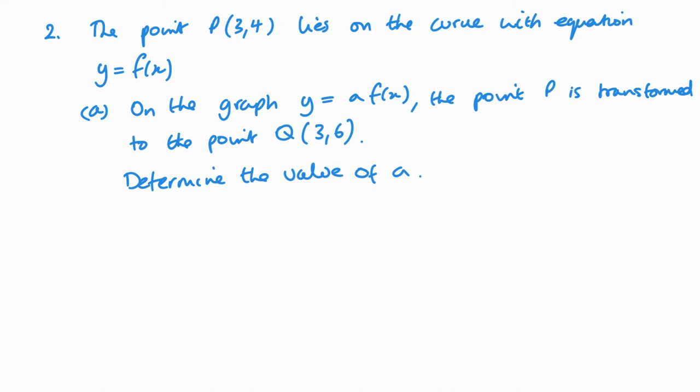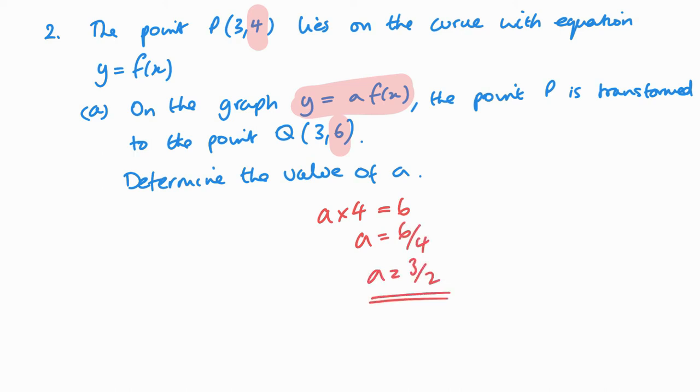With this one, based on the graph, we can see that a is on the outside, so it's affecting the y's and it's multiplying. So our x's are going to stay the same, as we can see for p and q. If I look at the y's, how do I get from 4 to 6? What I'm doing is that a times 4 is going to be equal to 6. So that means a is 6 over 4 or 3 over 2. And that is my value. Multiply that 4 by 1.5 and I will get my 6.